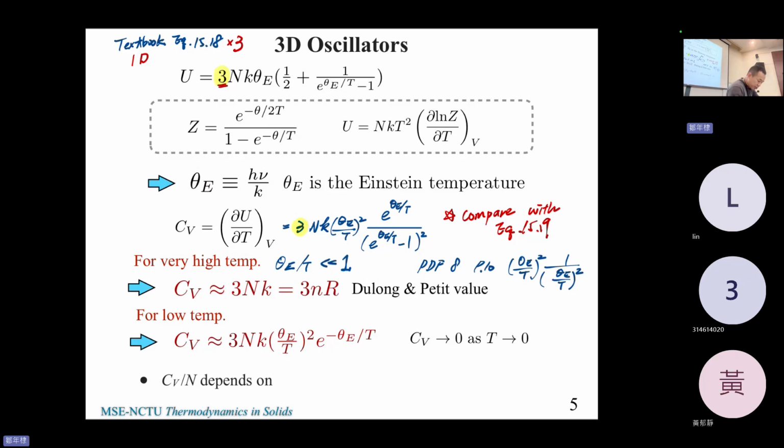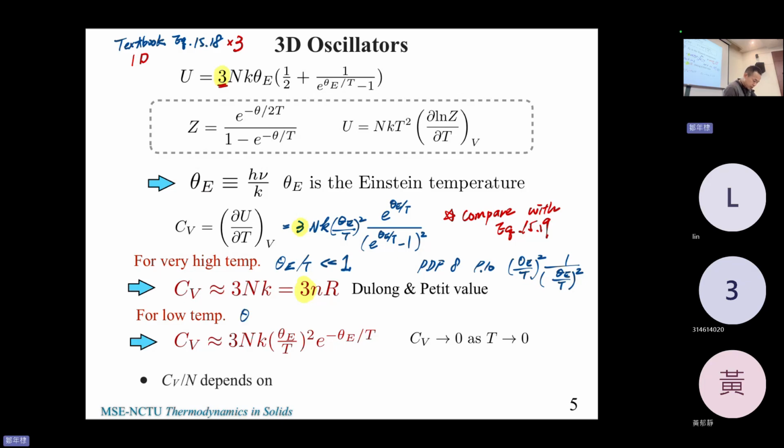All right, so 3Nk, again very similar to NR times 3. And this is the Dulong-Petit value. Very good. So this means that for the Einstein model at high temperature, the CV result matches the Dulong-Petit value. That's good. For low temperature, vice versa.